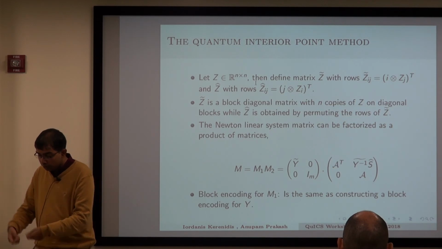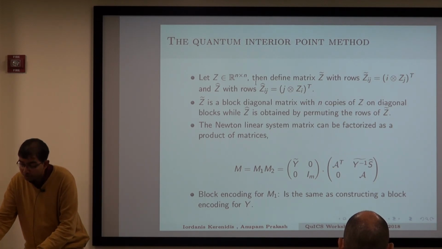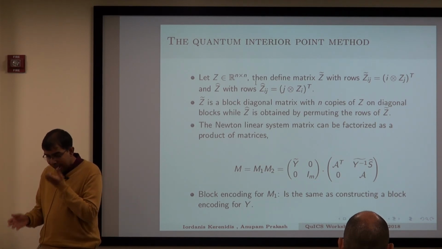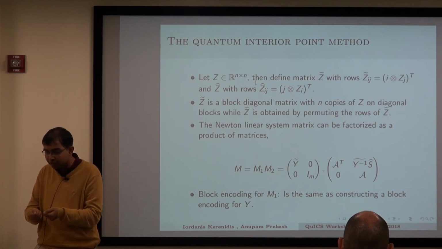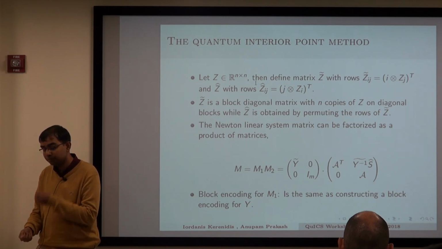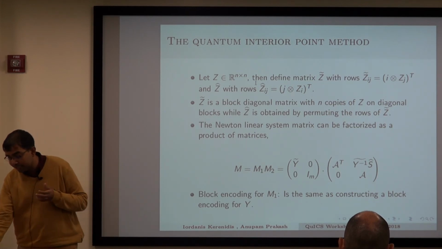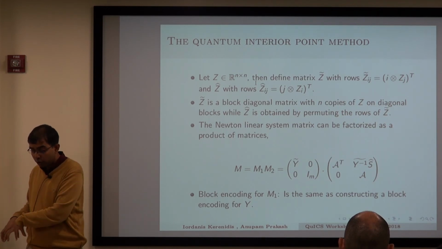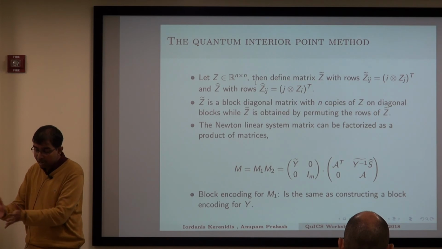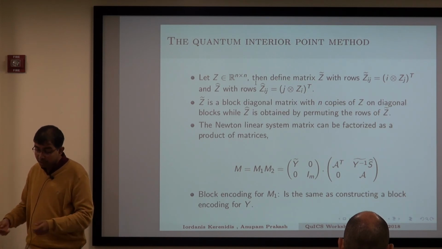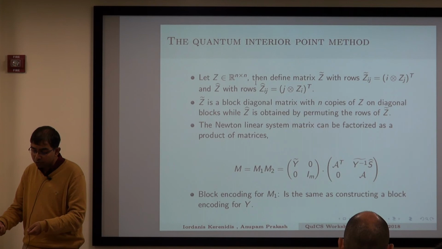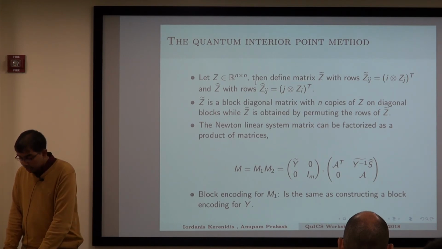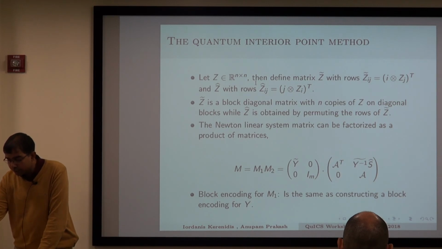So to solve the linear system, the first step is to note that this factorization actually holds. Given this factorization, the problem reduces to constructing block encodings for M1 and M2. Now if you look at M1, it is y tilde, which is a block diagonal matrix with y on the blocks, and Im, which is the identity matrix. We already have y in the QRAM data structure, so we know how to construct block encodings for M1. This is easy. The main challenge is to construct the block encoding for M2.